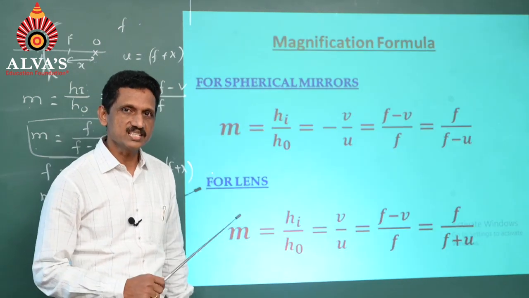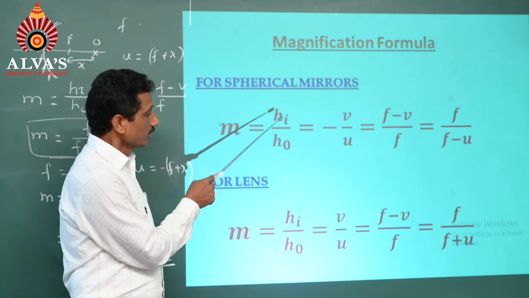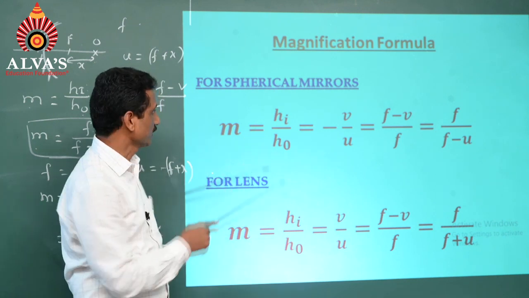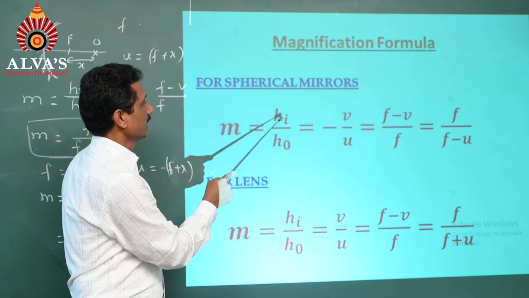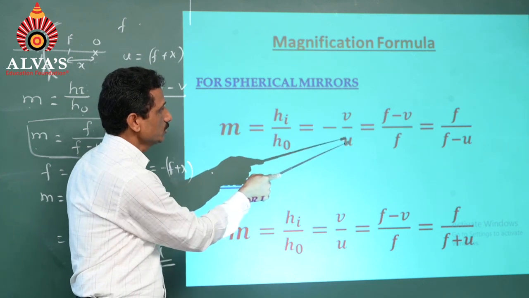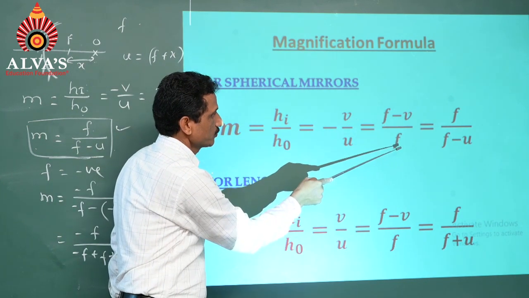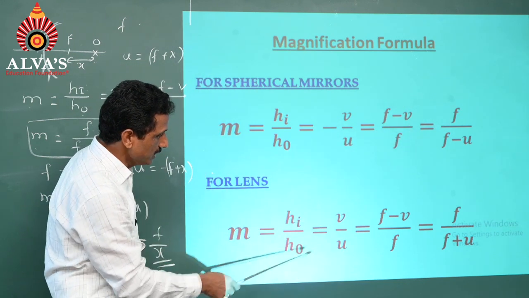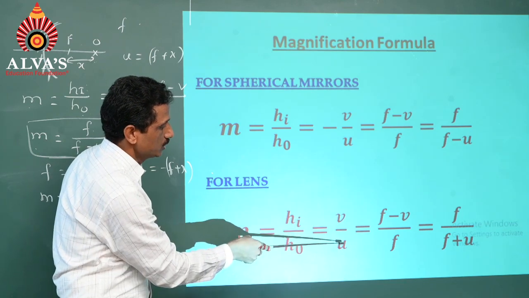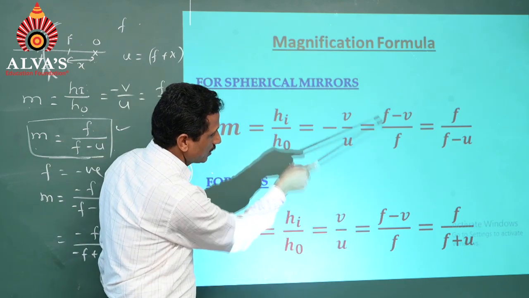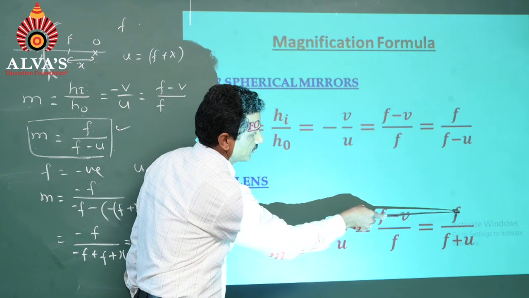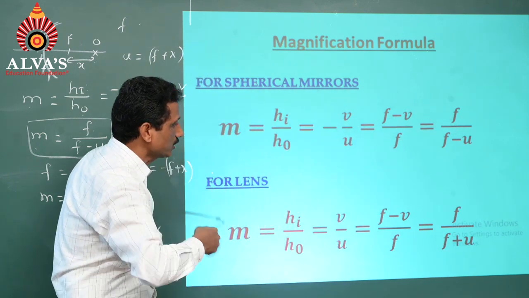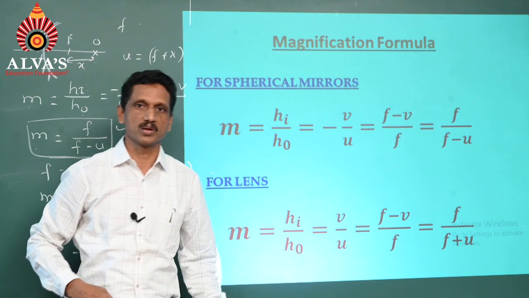Dear students, once again see the magnification formula. I compare mirrors and lenses because sign convention is very important. For mirrors, m is hi by h naught, equal to minus v by u, f minus v by f, and f divided by f minus u. Whereas in the case of a lens, m is hi by h naught, here it is plus v by u, f minus v by f, same as mirror, but in terms of u and f, it is f divided by f plus u. Remember this and study this comparatively, you won't forget these formulas.